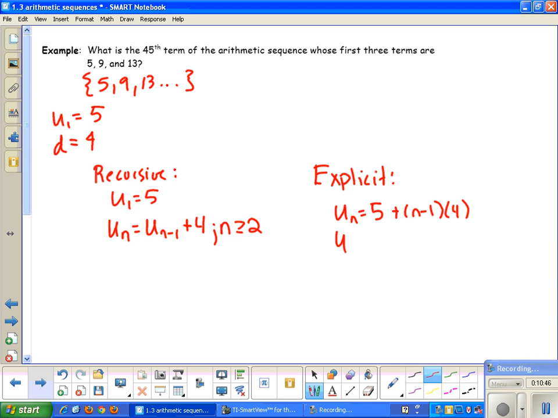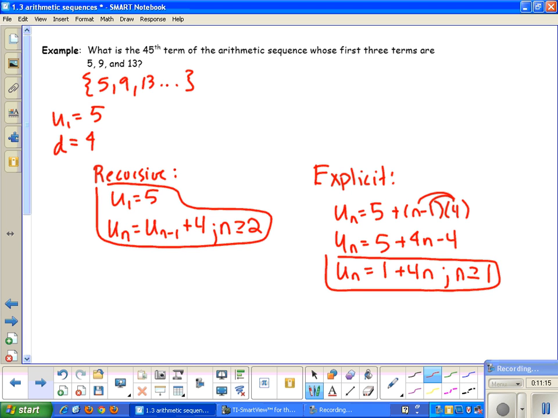So I'm just going to simplify. So I get u sub n is equal to 1 plus 4n or 4n plus 1, and of course for this your n values have to be greater than or equal to 1.